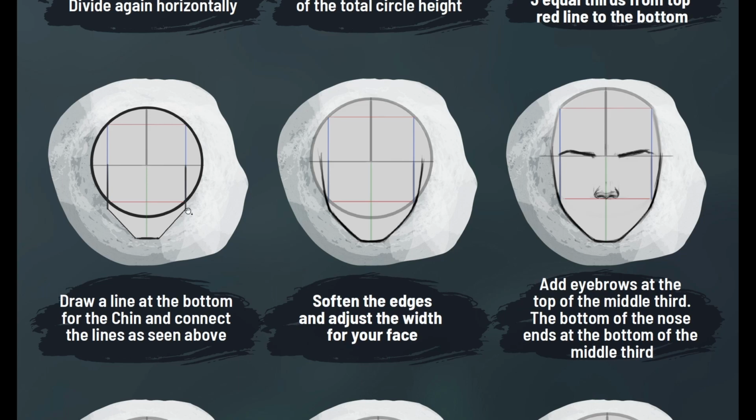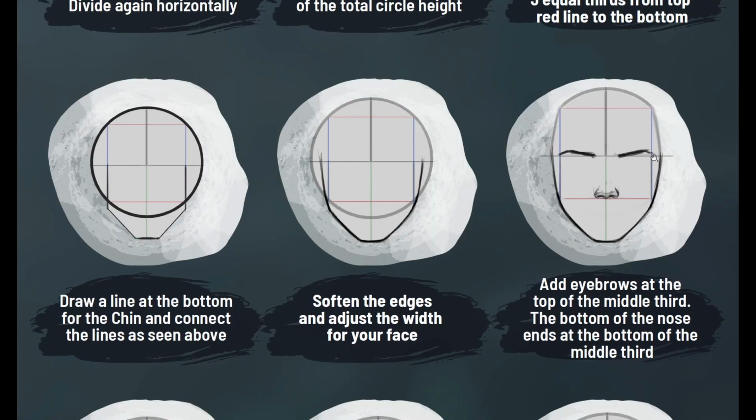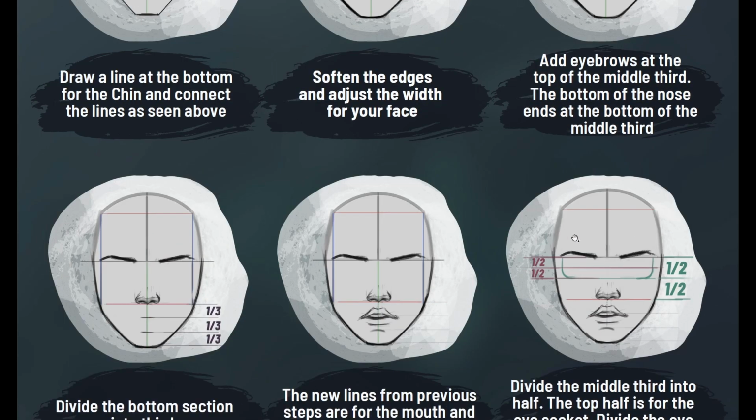Then you can connect the lines here to make the chin at the bottom of the green line that you created. And then you just soften the edges and adjust the width to the face that you have or you want to draw. The middle line that we drew here is the eyebrow line. And then the red line here is the bottom of the nose.